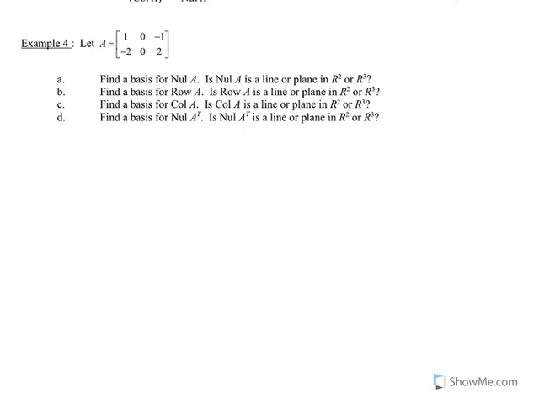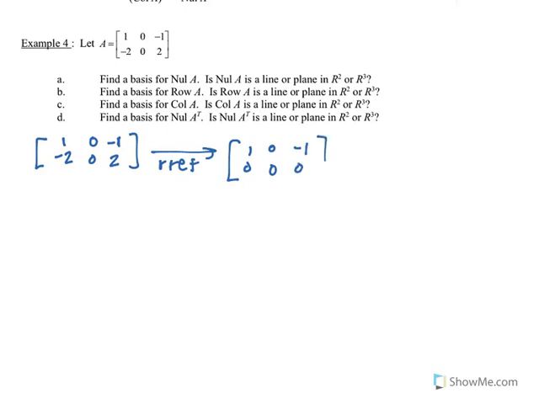Okay, so A says find a basis for the null space of A. Okay, so that means I need to find the null space and then find vectors that will describe all vectors in the null space. So a basis for the null space will be all solutions to the equation AX equals 0. So here's A, and I row reduce, and I get 1, 0, 0, 0, negative 1, 0. Okay, so that gives me vector solutions that look like, I've got 2 free variables here.